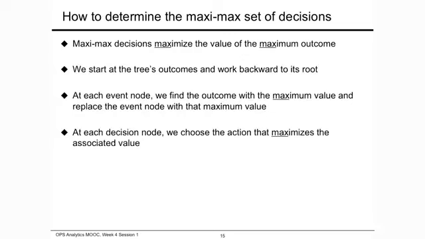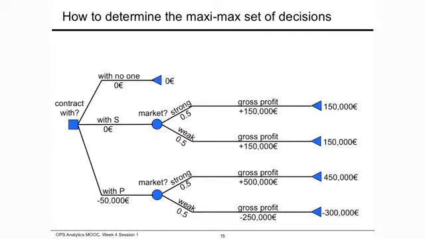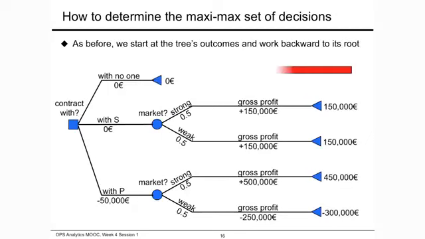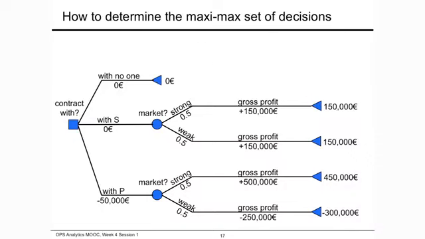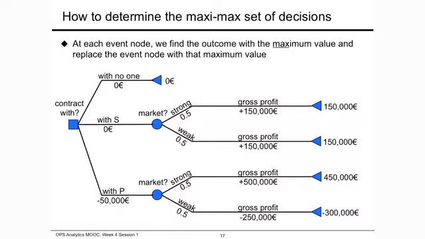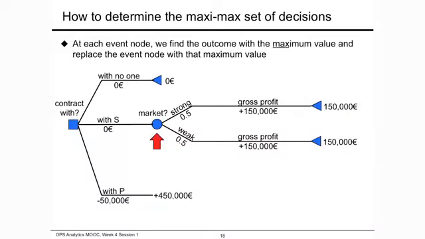So let's take a look and see what happens with IDEA's decision tree. Again, we start at the tree's outcomes, and we work backwards towards its root. Starting at the outcomes and moving to the left, we see that the first set of nodes are event nodes. We'll start at the bottom, and we'll evaluate the decision to contract with supplier P. Remember, at this event node, we're going to look for the outcome with the maximum value. And for IDEA, that maximum value is 450,000 euros when the market is strong. So we'll replace that event node, and now we'll move to supplier S.